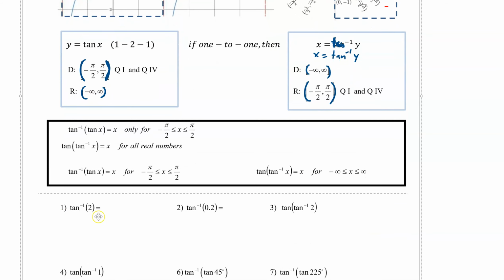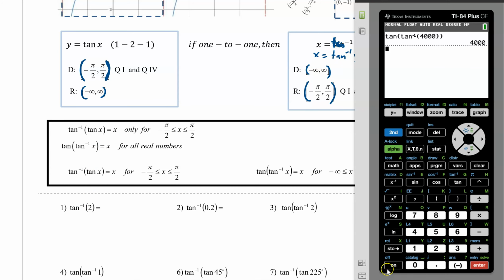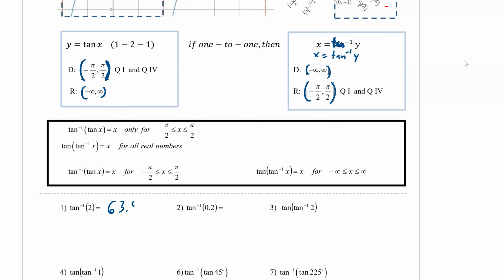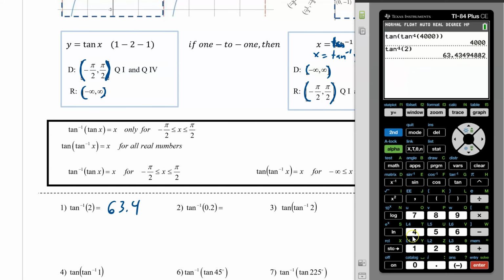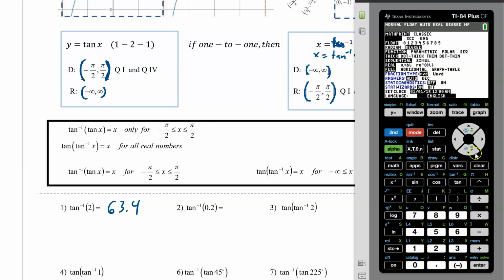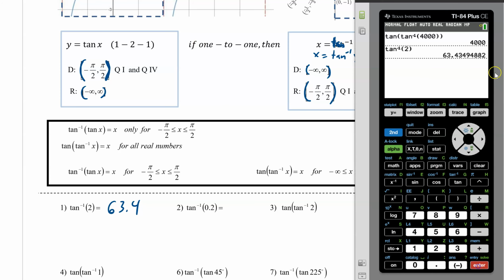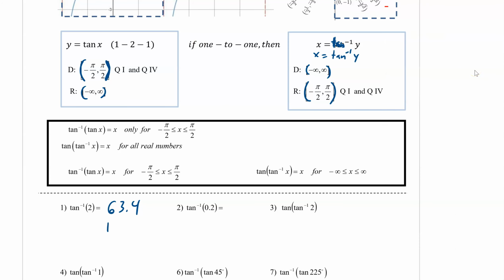All right, so tangent inverse of 2. So that one's good to go. See, so for tangents, we can plug anything we want into the inverse. So you just pull up your calculator, you go inverse tangent of 2, you hit enter, and it spits out the angle. And this is in degrees, so it's 63.4 degrees. You can do radians if you want as well. You just go and change your calculator settings to radians. Hit second quit, hit enter, and there you go, 1.107. So 1.107 radians.